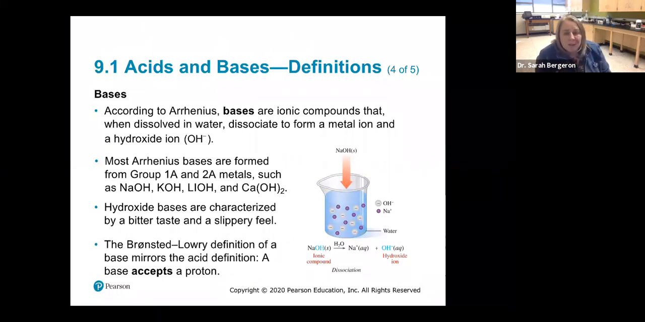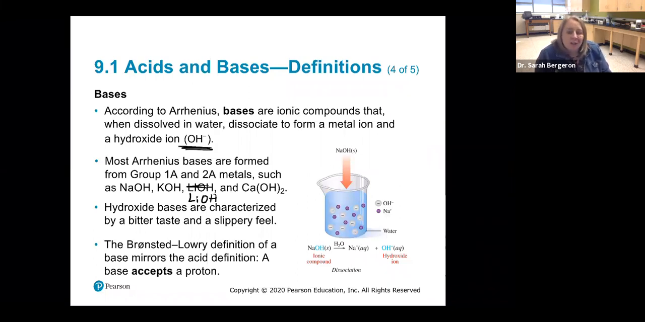According to Arrhenius, bases are compounds that, when dissolved in water, dissociate to form a metal ion and what's called a hydroxide ion. Hydroxide is OH minus. So most of these bases are in group 1 and group 2 metals, like sodium hydroxide, NaOH, potassium hydroxide, KOH, lithium hydroxide, and calcium hydroxide, right? Those are all group 1 and group 2 metals in association with this hydroxide ion.